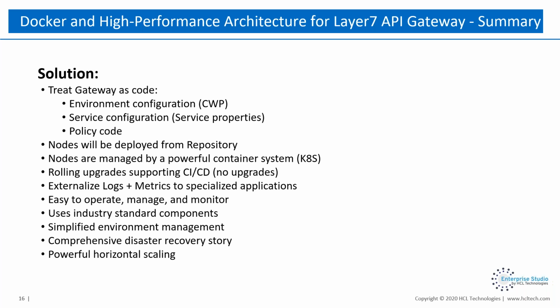You can have rolling upgrades because there's no need to upgrade a gateway anymore. You create a new image and you just restart the container. It pulls in the bundle and starts processing. They're fully independent, so there's no dependency when you upgrade. All logs and metrics are externalized and handled by specialized applications, so it's easy to manage, operate, and monitor.